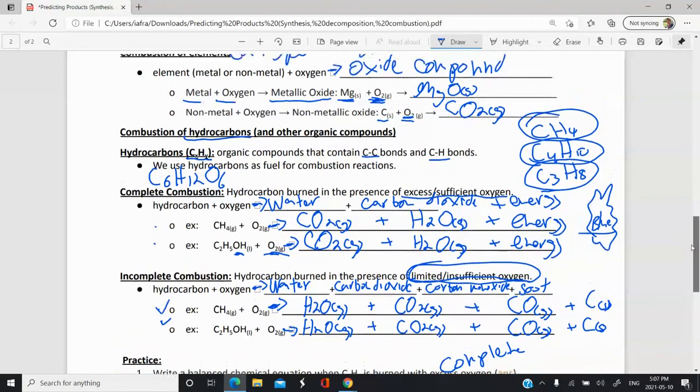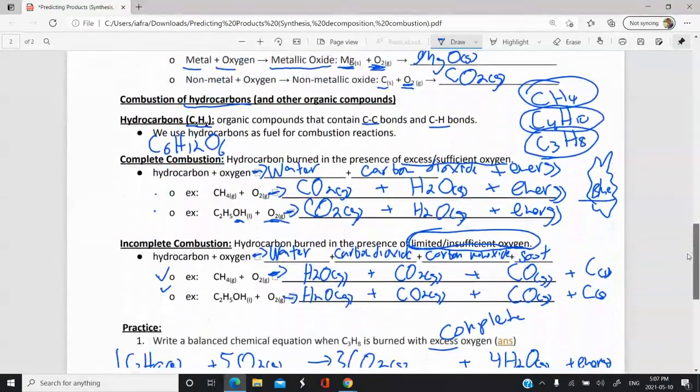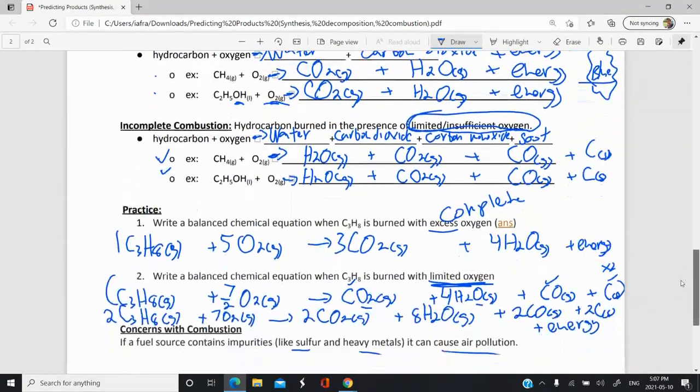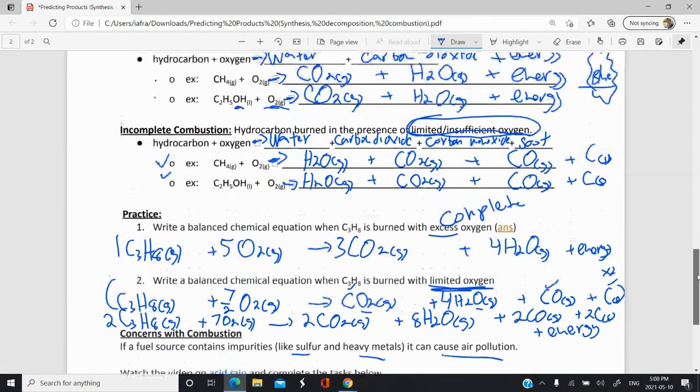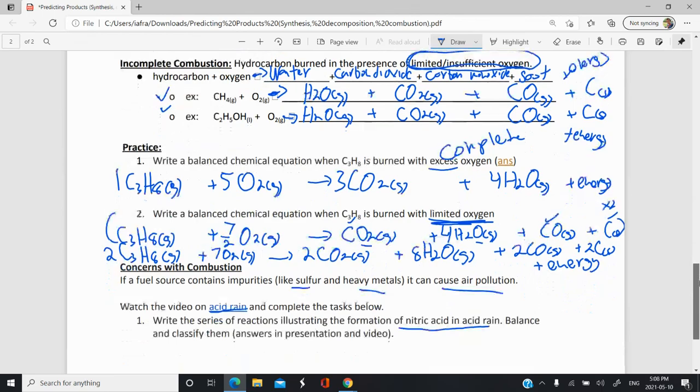So that sums up the combustion reactions. Make sure you're able to predict products, whether it's a combustion of elements, or combustion of hydrocarbons as complete or incomplete combustions. Make sure you can balance them. And as a rule of thumb, I would generally recommend adding plus energy at the end of all your combustion reactions because they are exothermic.